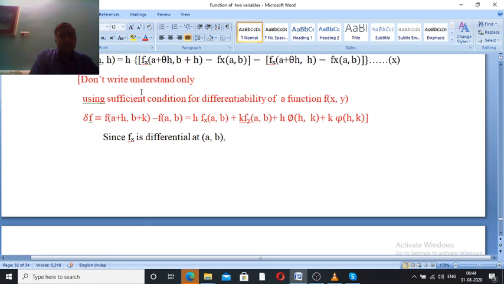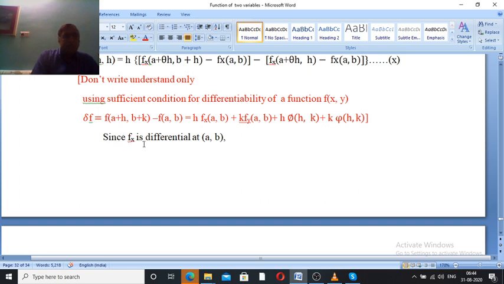Don't write, understand only. Using the sufficient condition for differentiability of a function f(x, y): if the function is differentiable, then f(a+h, b+k) minus f(a, b) is equal to h fx(a, b) plus k fy(a, b) plus h phi(h, k) plus k psi(h, k). As (h, k) tends to (0, 0), phi(h, k) and psi(h, k) tend to 0.